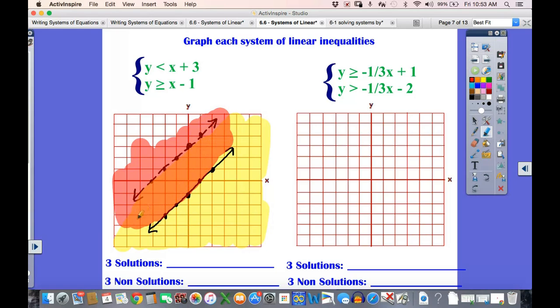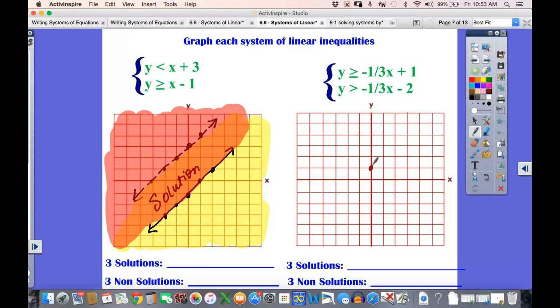So look at where my solution is. My solution is in between the parallel lines. I would have extended that line. So here, the solution is in here. So any 3 points inside of these two parallel lines would be the solution. So write down 3 solutions, write down 3 non-solutions. And lastly, 1.